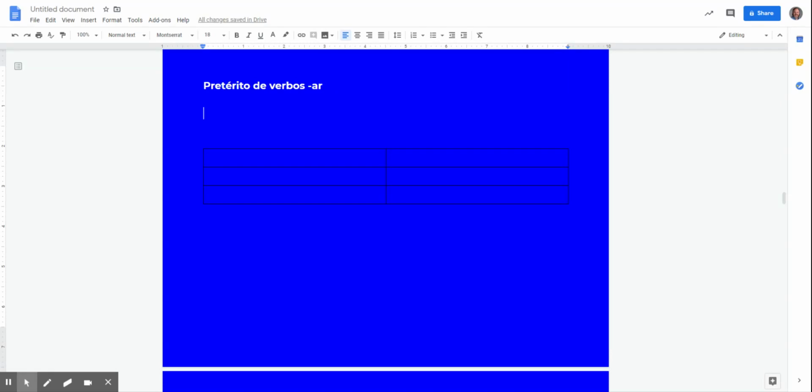Okay, amigos, let's spend a few minutes and talk about the preterite of AR verbs in Spanish. Remember, the preterite is a past tense. In English, most of the time, you get the preterite by adding the letters ed onto the end of one of our verbs in English. So, like you would say, I jumped. That's a preterite verb in English.